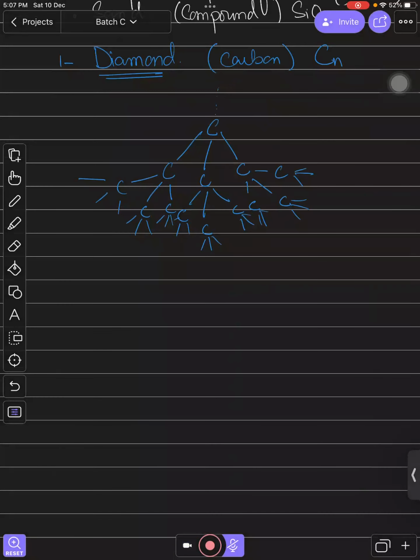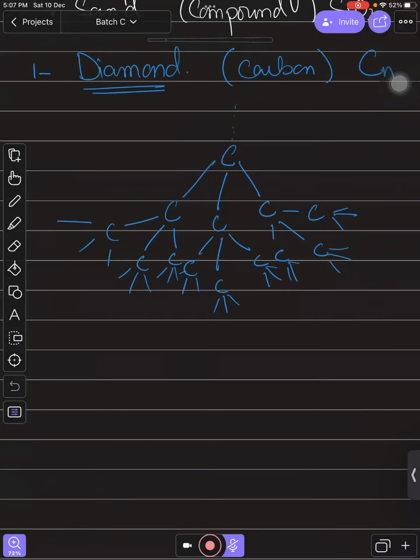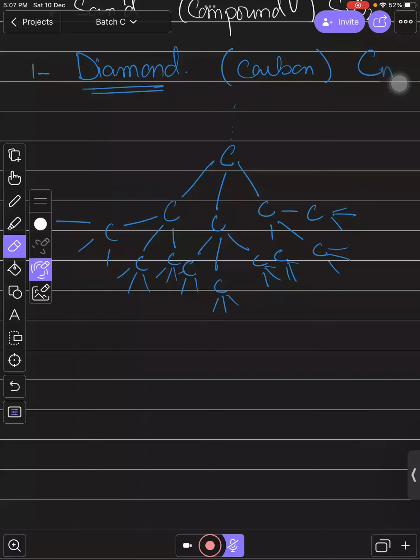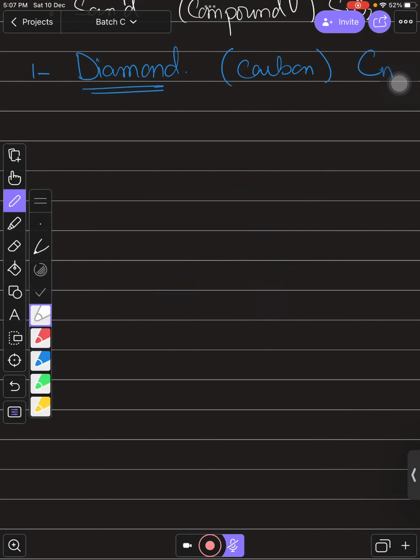Okay, we can draw it again. That's not a big deal. That's quite simple. Suppose a single carbon has 4 electrons in the outermost shell, like this.